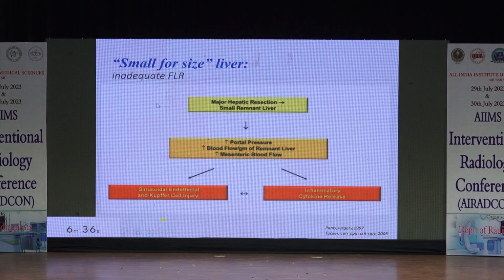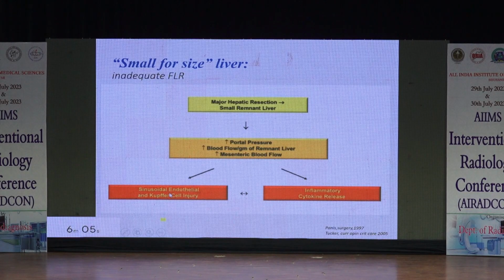So what is a small for size liver? We call it small for size syndrome, SFSS. It mostly belongs to the setting of liver transplantation. But in liver resections also, if your FLR is inadequate and you have done a hepatectomy without calculating the volume preoperatively, then you will end up with small for size syndrome or small for size liver.